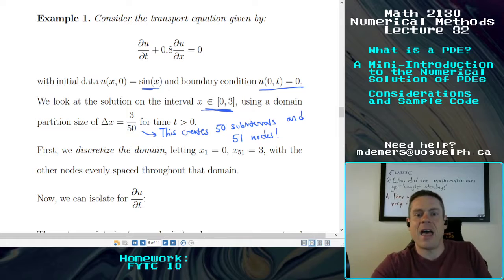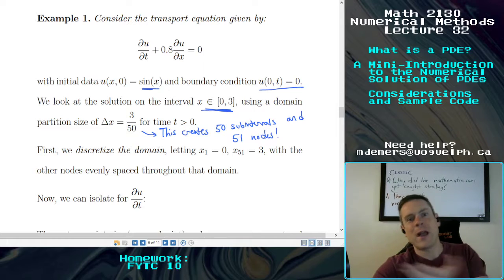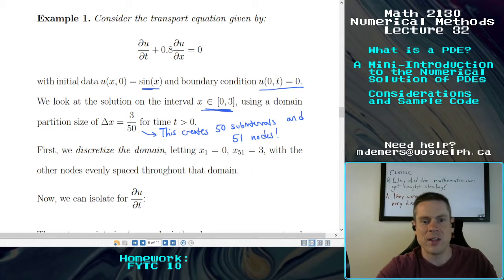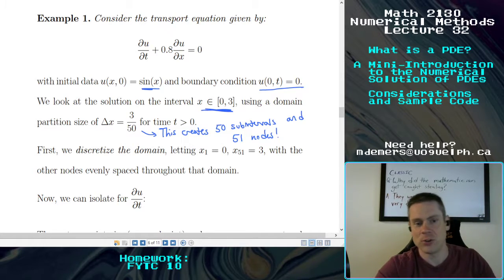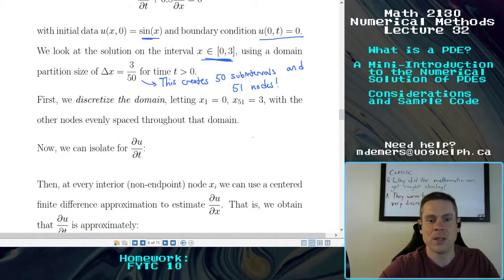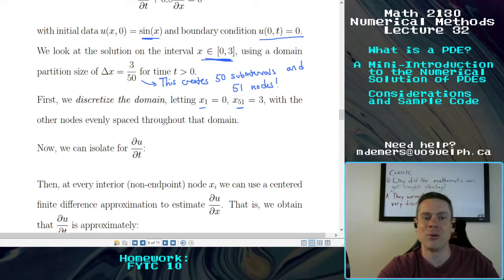Okay, so we have basically x0 through x50, or maybe you want to say x1 to x51 if you're stuck in MATLAB and your arrays start at 1 for reasons that you just don't understand. But we have 51 nodes in total, and we're going to discretize the domain. See, that's what I did. I did x1 and x51 because I think that's what MATLAB does. And the other nodes are evenly spaced through that domain. You don't have to do an even spacing, but it's a heck of a lot easier to program.